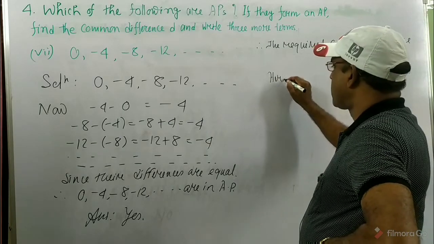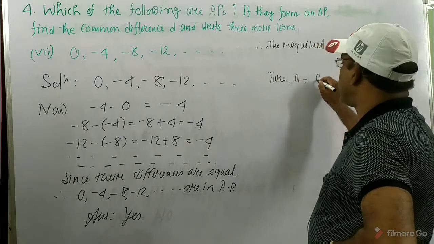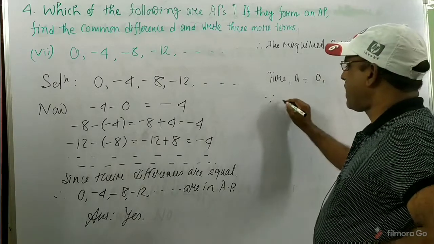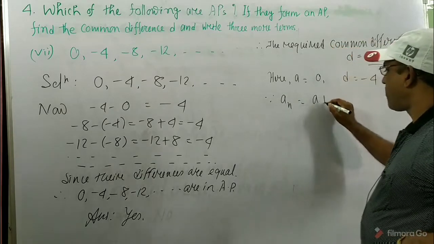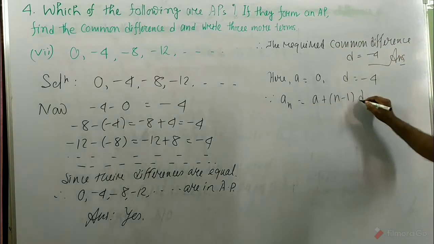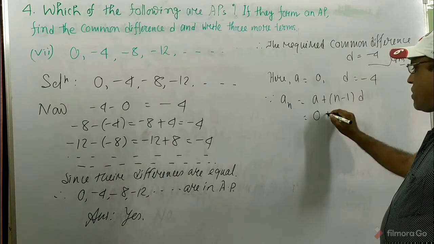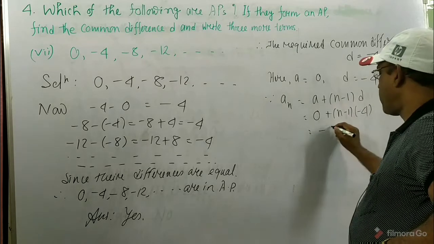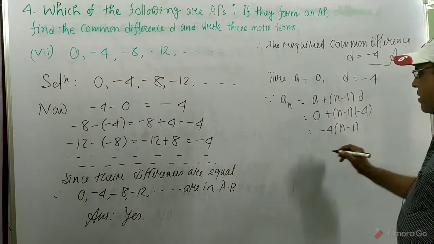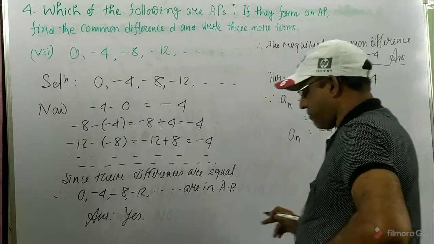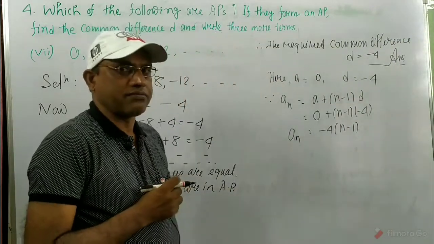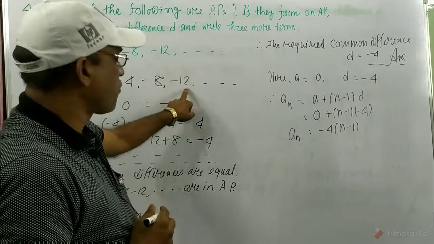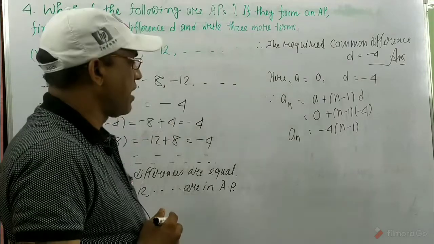Here, first term A equal to 0, common difference D equal to minus 4. Since nth term an equal to a plus n minus 1 into d, a means 0, n minus 1 remains same, this will be minus 4 into n minus 1, this is our nth term. Now we want to find the remaining 3 terms, 1, 2, 3, 4, up to 4 terms given.